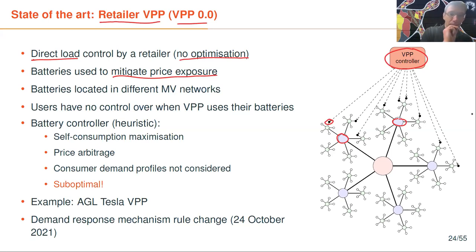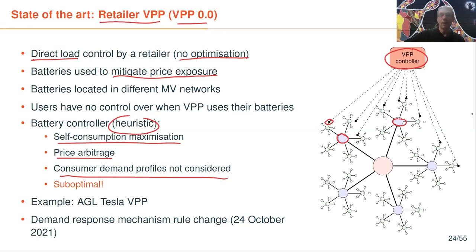Now note that battery controllers still maximize self-consumption for the customer and can do price arbitrage. So battery controllers still optimize the value of the battery for the customer. But when the retailer needs the capacity, it can override those decisions. Battery controllers, the state of the art, currently use some heuristics, so there is no optimization involved, even though there are companies who already do that. Which means that customer demand profiles are not considered. There is no forward-looking optimization. So for example, if you are not at home tomorrow, this is not taken into account in the charging and discharging profile decided by the battery controller. That's suboptimal.